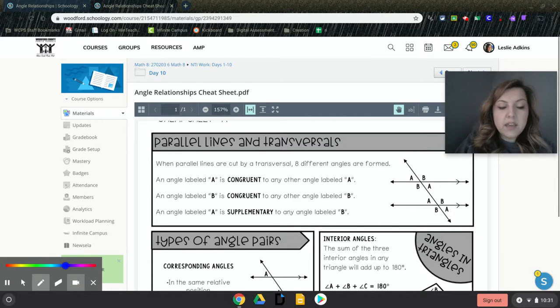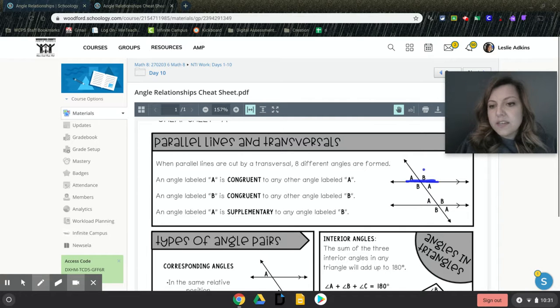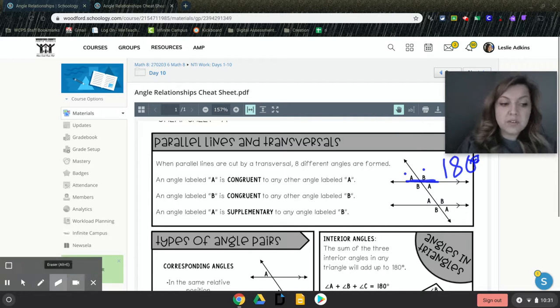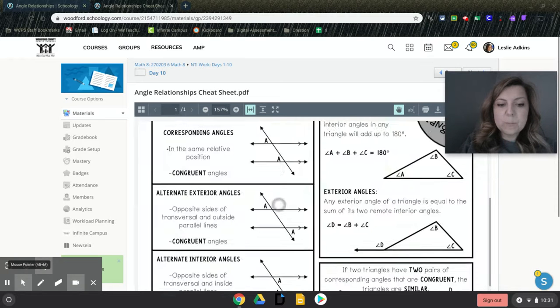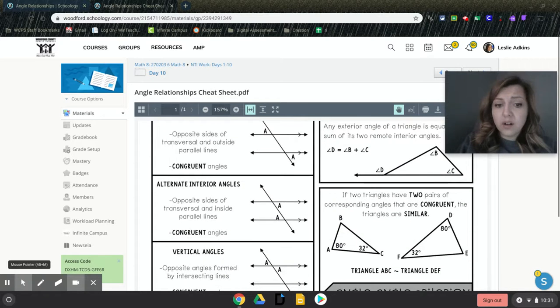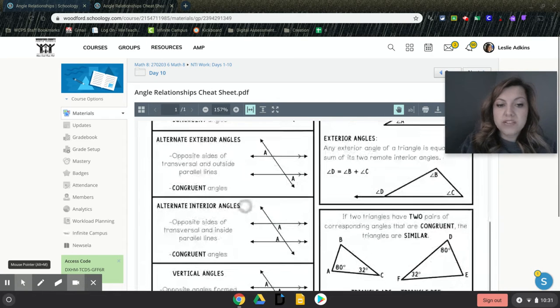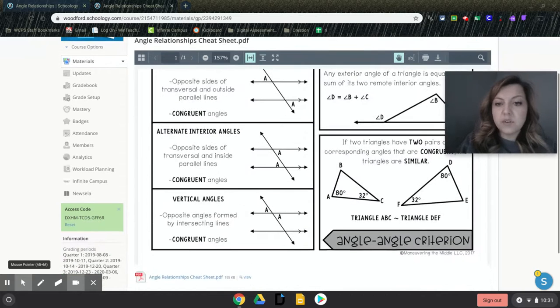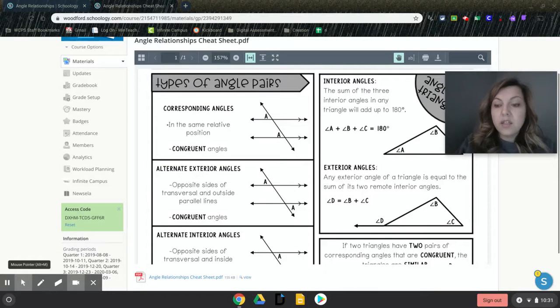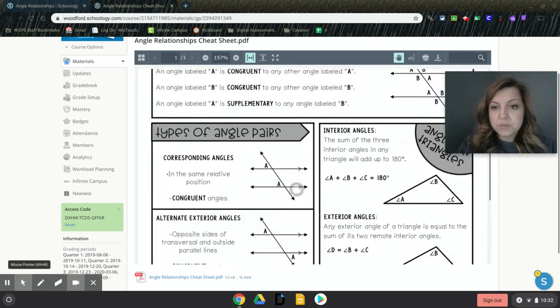Remember, a supplementary angle is any two angles that form a straight line. So if I add this angle to this angle, I'm going to get 180 degrees. Any two angles that form a straight line or add up to 180 degrees are supplementary. Congruent means they're going to be the same. So right here, if you forgot, here are all 4 types of angle pairs that we learned about: corresponding, alternate exterior, alternate interior, and vertical. All of those are congruent angles. They are all going to be the same angle measures.